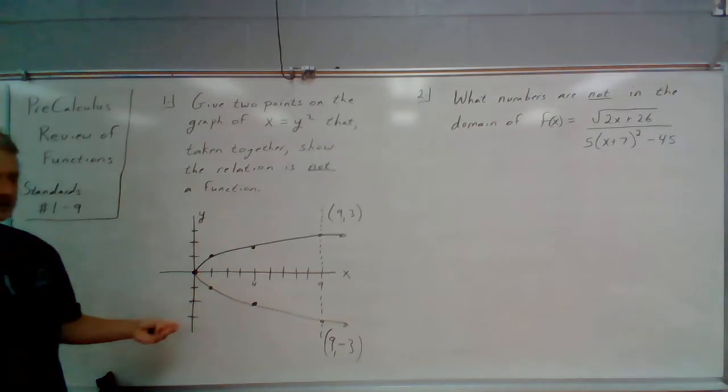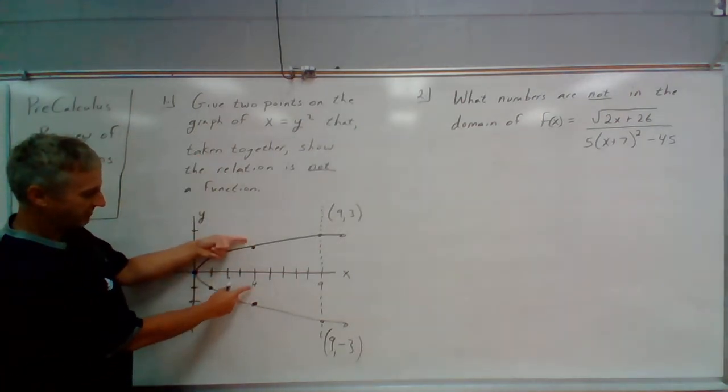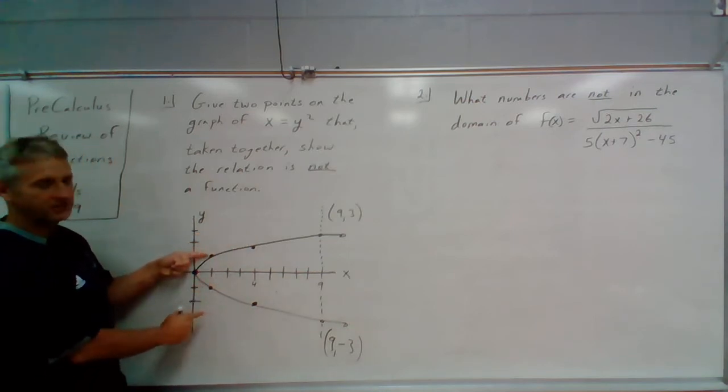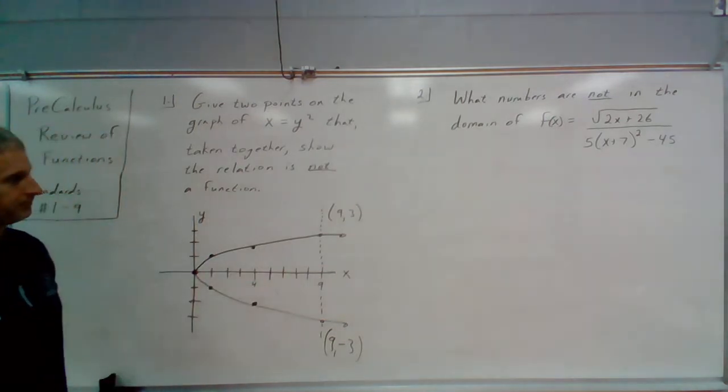And of course, there's an infinite number of answers you could have come up with. You could have used 4, 2 and 4, negative 2, or you could have used 1, 1 and 1, negative 1, or anything in between, or anything on out that way.